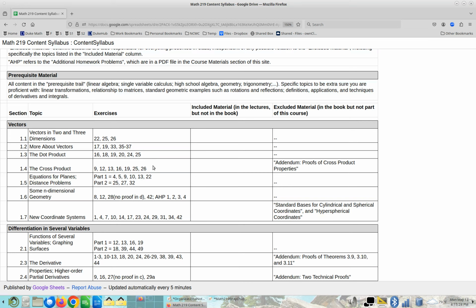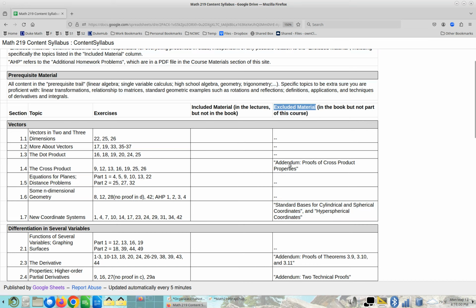The couple more columns you're going to notice here, there's one called excluded material. Let's start with this first because it's the bigger column, frankly. There are some things that are in the book that are not part of the course. Our textbook, as much as I like it, and I really do like this textbook quite well, is technically at a higher cut through this material than is the intention of Math 219.